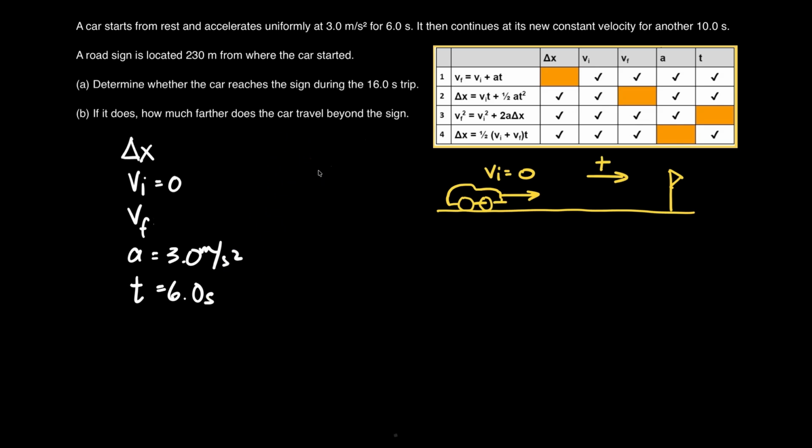Now, we need to know a couple things here. We're going to need to know the final velocity at the end of 6 seconds, because it continues at that velocity for another 10 seconds. But we also need to know how far does it travel. That's going to be the displacement. How far does it travel during the 6 seconds? So we can solve for either of these first. So let's go ahead and solve for the displacement first.